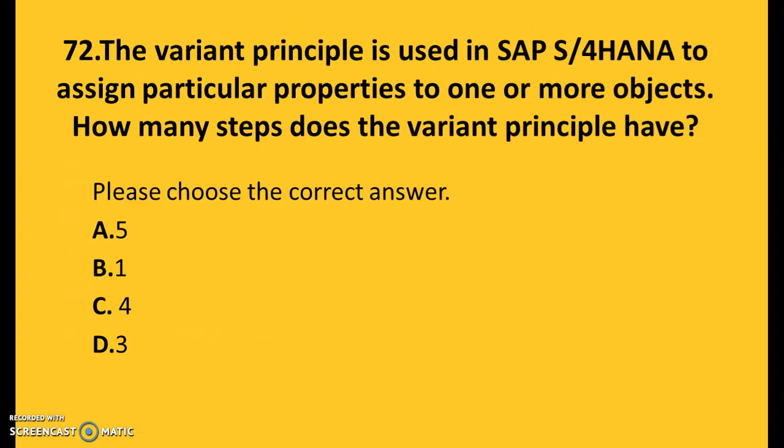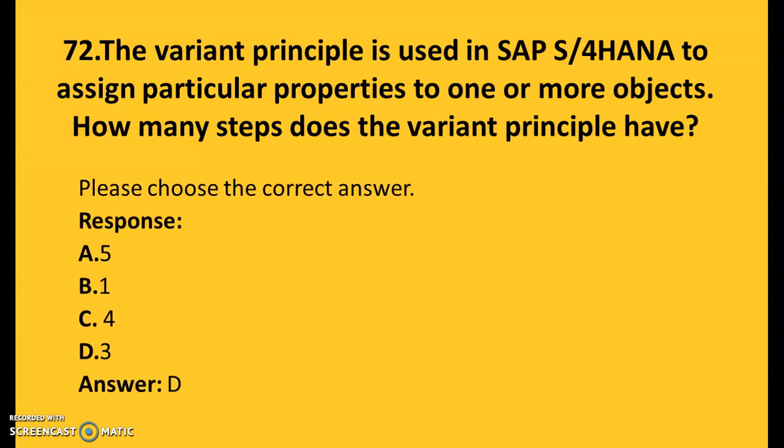The variant principle is used in SAP S/4HANA to assign particular properties to one or more objects. How many steps does the variant principle have? And the options are A5, B1, C4, and D3. So the answer is D3.